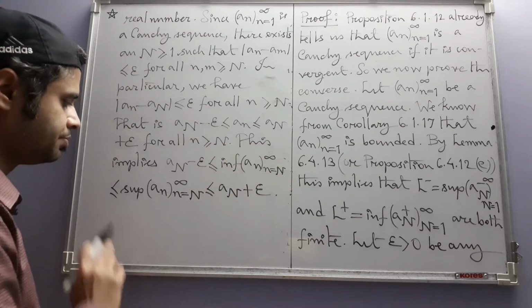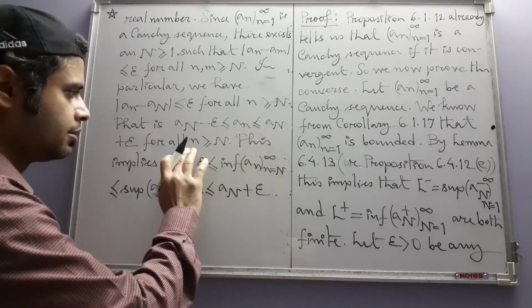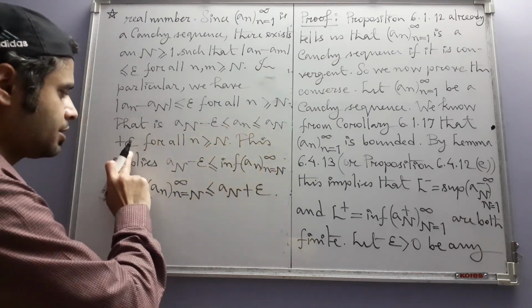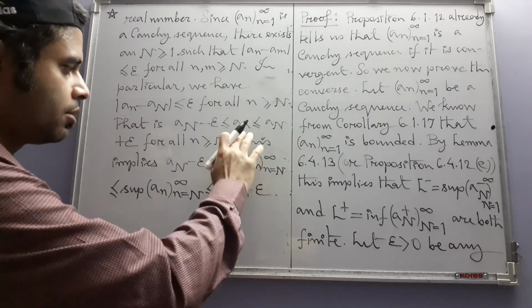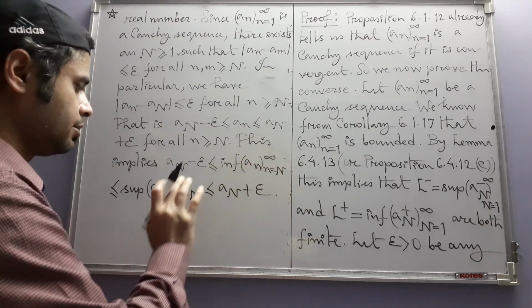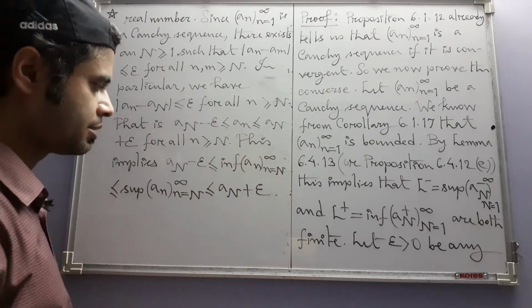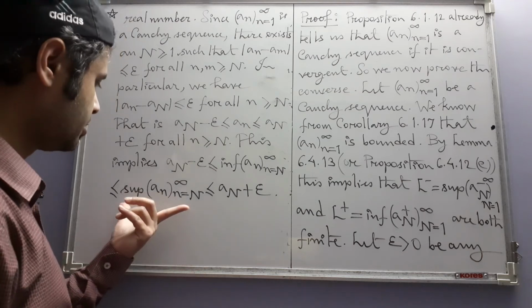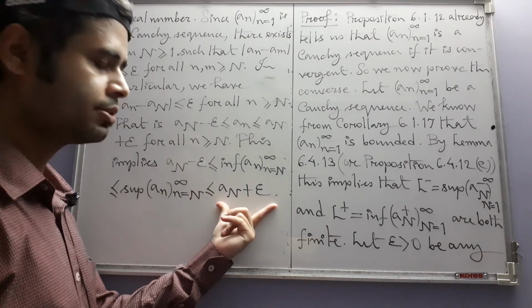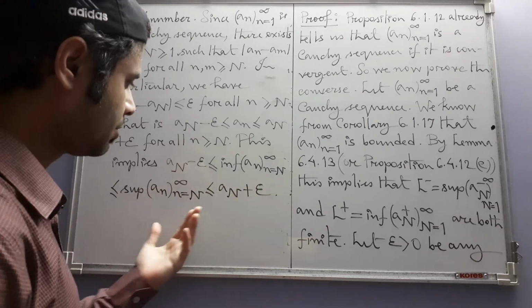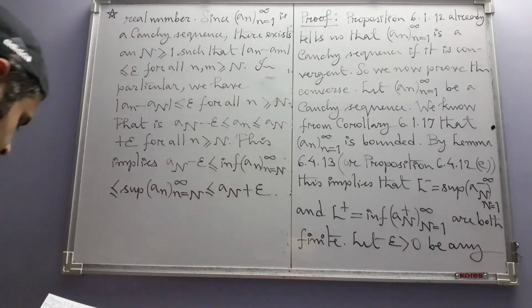Just like that, this a_N plus epsilon is an upper bound of this sequence and supremum is the least upper bound. So this least upper bound is less than or equal to some upper bound. So we have obtained these inequalities.